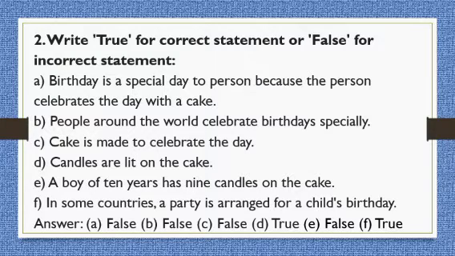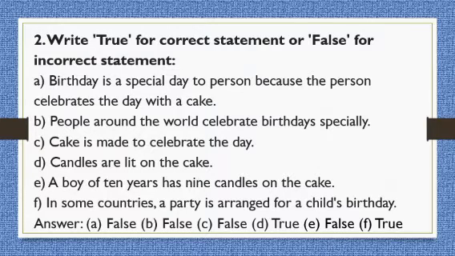Number D. Candles are lit on the cake. Yes, this is okay because this is the correct answer according to the passage. Okay. Number E. A boy of 10 years has 9 candles on the cake.